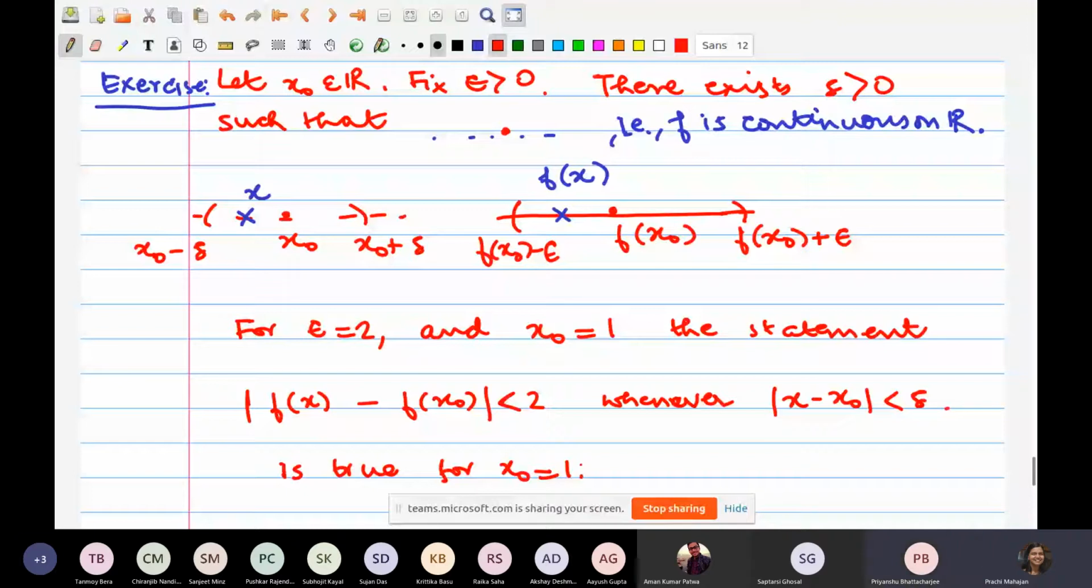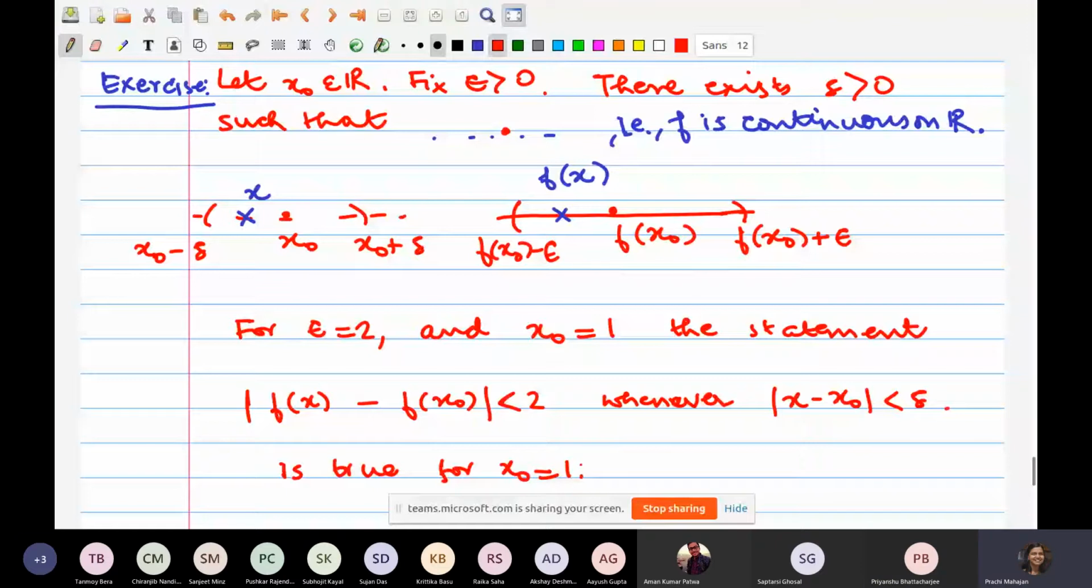Ma'am, it should be 2 upon 1 plus x. I think 2 upon 1 plus x. If delta is less than 2 upon 1 plus x, then see, delta cannot depend on x, right? Delta can possibly depend on x naught. x is something which is varying in this interval, right, Priyanshu? Yes, sir. Yeah, so you want to reframe your answer? Give me one delta that will do the job.